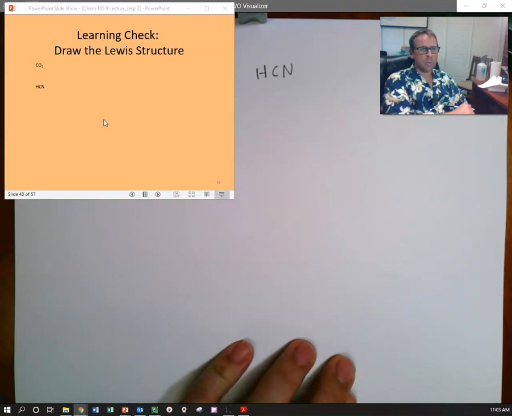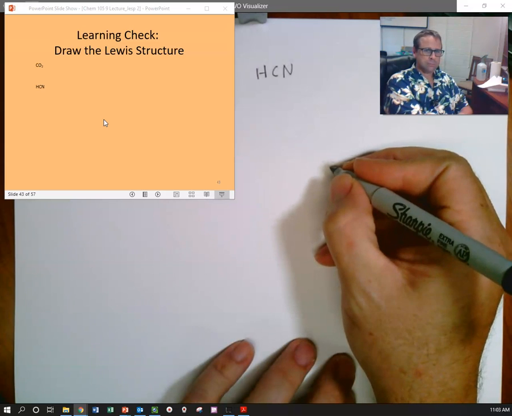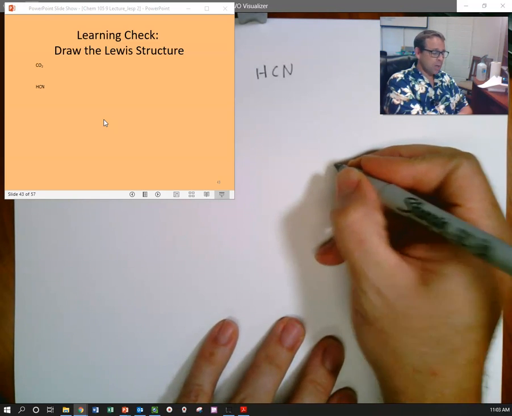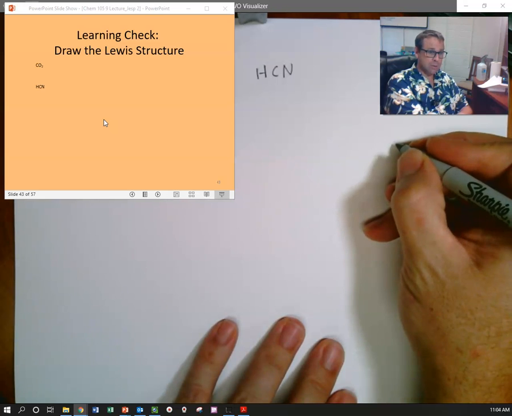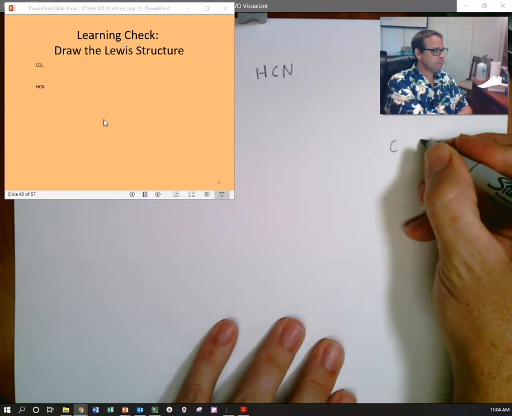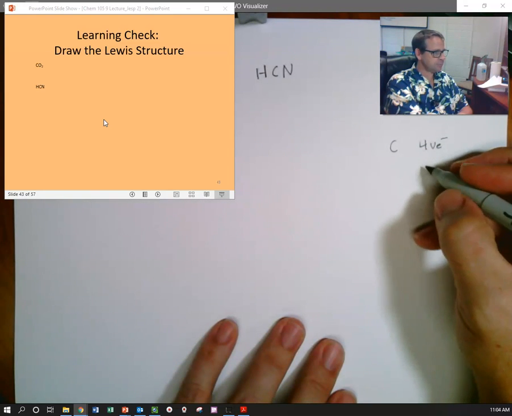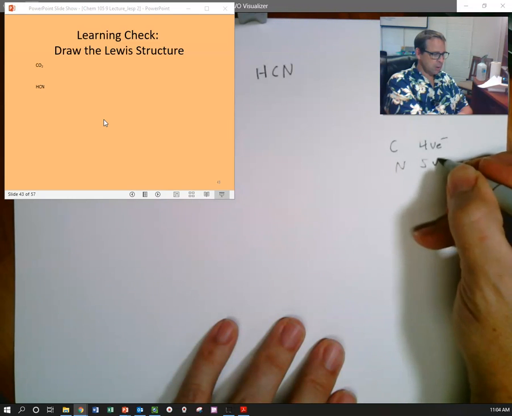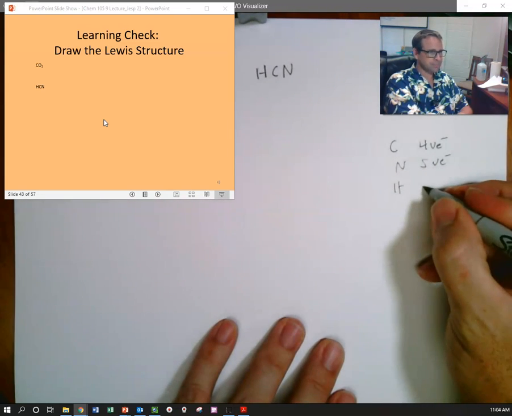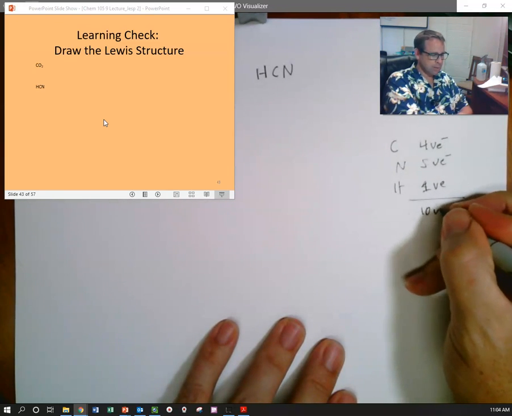Alyssa, then what's my next step after I've identified the central atom? What do I draw here? You can draw how many valence electrons each has. Okay, we can make a list of the number of valence electrons. Like carbon has how many? It has 4. 4 valence electrons. Very good. Nitrogen, how many, Alyssa? 5. And then hydrogen? 1. 1 valence electron. Very good. So that tells us how many total valence electrons.